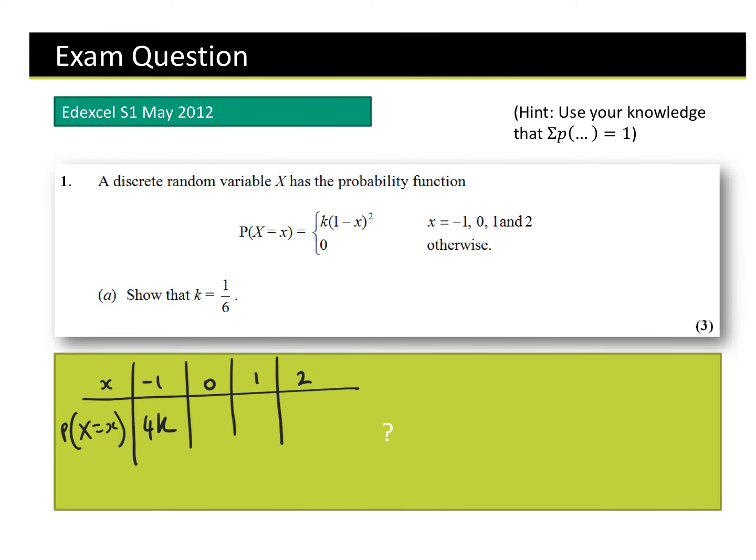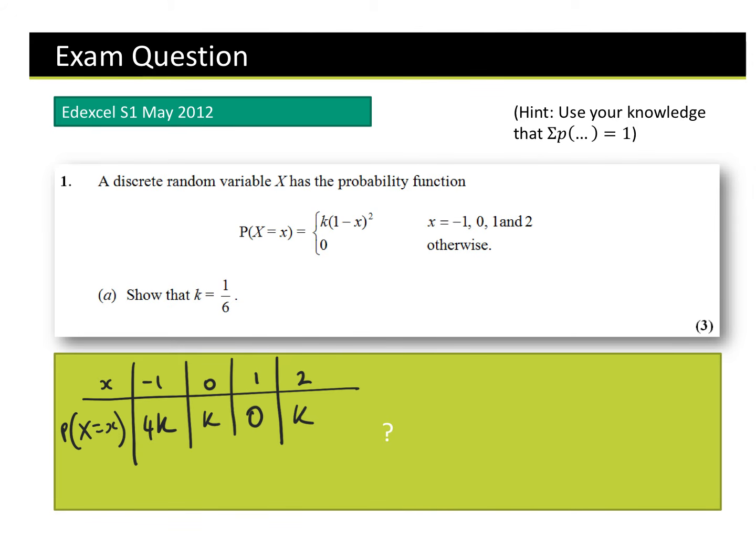Then, we're going to substitute in 0. 1 minus 0 is 1. 1 squared is 1, multiplied by k, it is k. Then we're going to substitute in 1. 1 minus 1 is 0. 0 times k, 0. Then we're going to substitute in 2. 1 minus 2 is -1. -1 squared is 1, multiplied by k is k. So here we have our probability distribution.